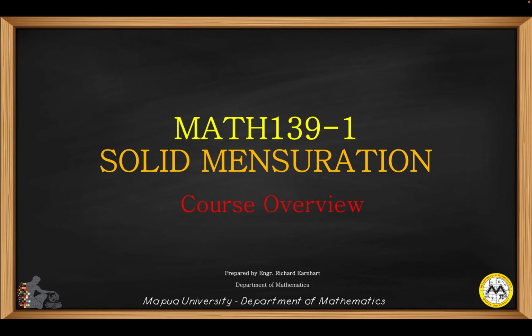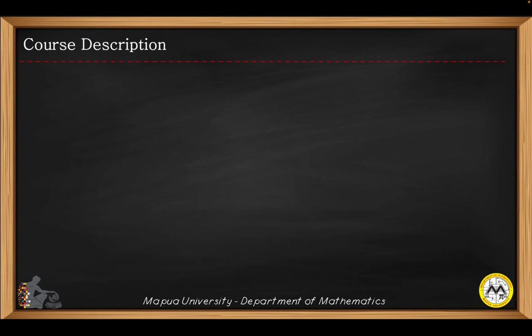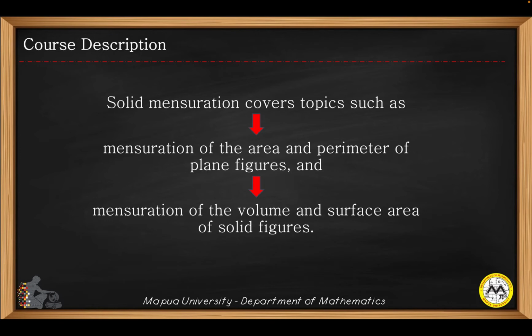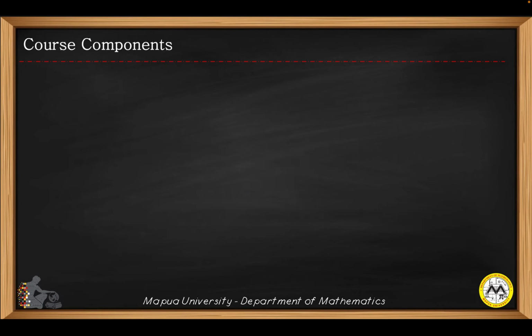This presentation is a course overview of Math 139-1, Solid Mensuration. Solid mensuration covers topics such as mensuration of the area and perimeter of plane figures, and mensuration of the volume and surface area of some solid figures.